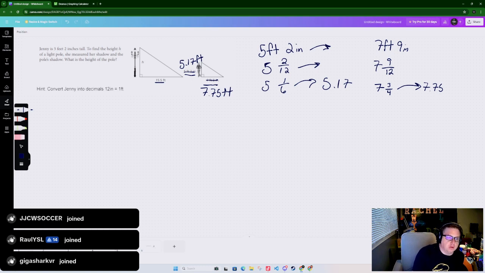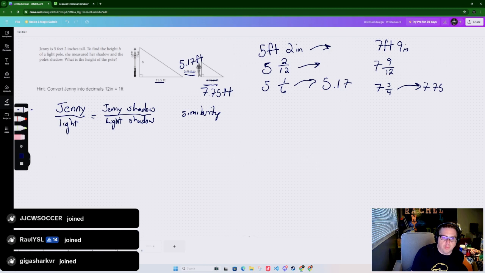So now we can do Jenny over light, and then we can do Jenny's shadow over light shadow, which I know sort of doesn't sound right, but it's the light pole. I'm just calling it light. And then this is going to be our similarity statement.